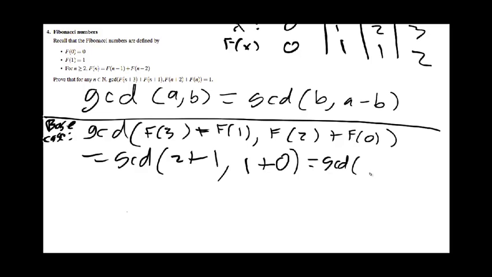That's the GCD of 3 and 1. That is 1. The only thing that divides 1 is 1, or negative 1 if you include negatives. So the greatest common factor of anything and 1 is 1. That's our base case. Now let's move on to the inductive step.